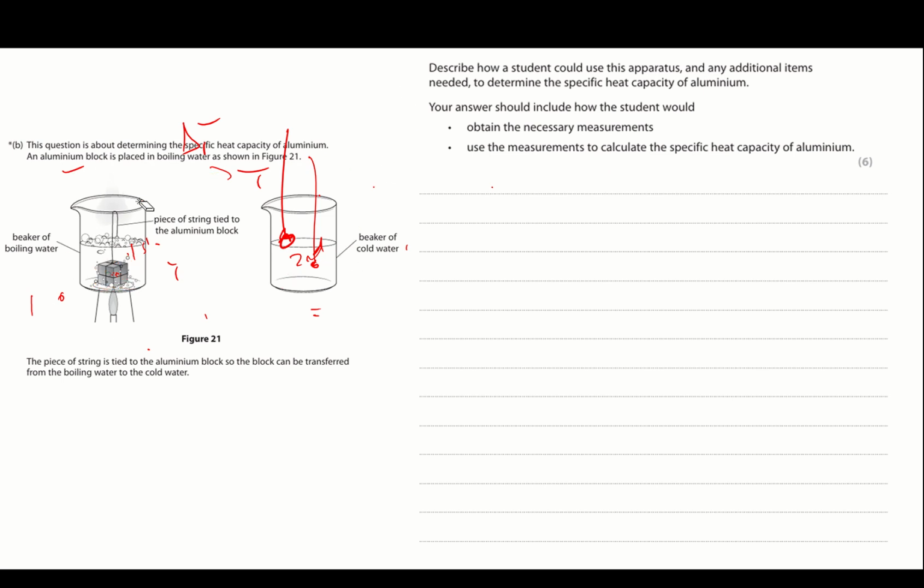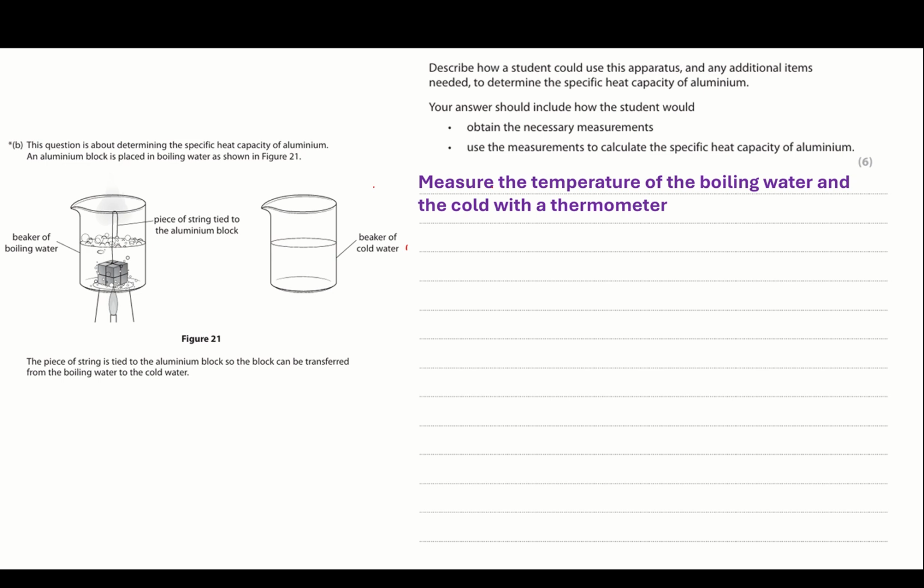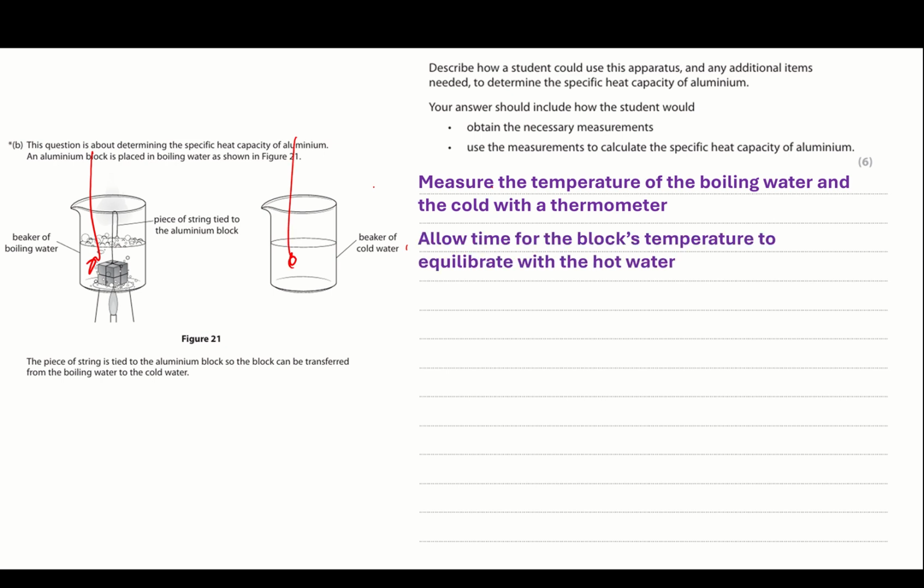So if I just get rid of all my doodlings, and then I'll try to highlight the bits as they go through. Gosh, this deleting is taking forever. Here we go. I've got rid of most of it. So the first part is measure the temperature of the boiling water and the cold water with a thermometer. Allow time for the block to get to the right temperature. Let's draw a little stop clock. And let's give it 5 minutes.